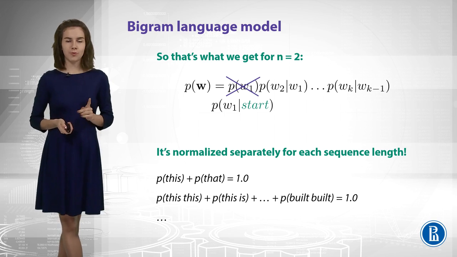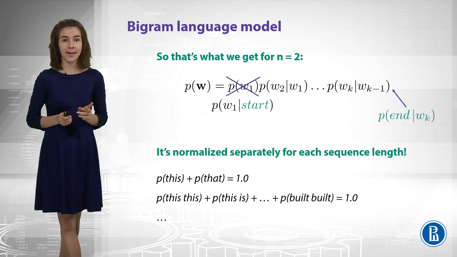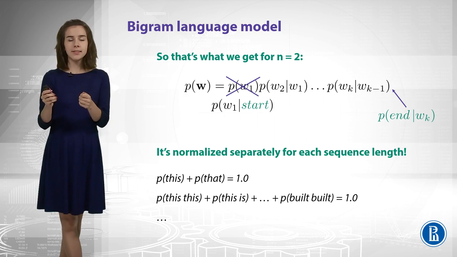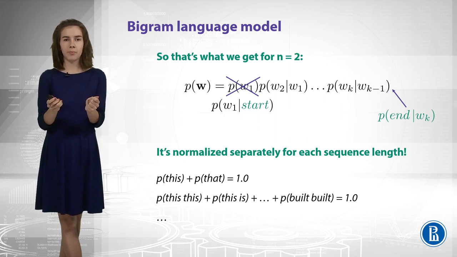First, I will show you how to fix that, like this, and then we will discuss why it helps. So let us add the fake token in the end, as we did in the beginning, and let us have this probability of the end token given the last term. Okay, easy. Now, why does that help?